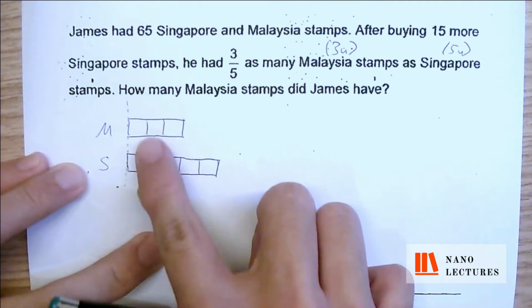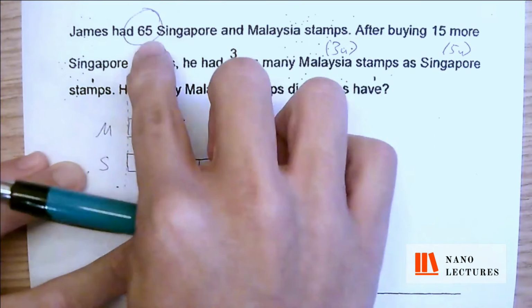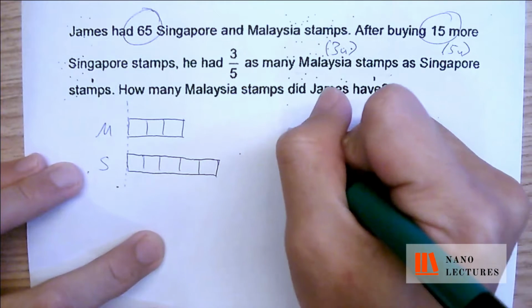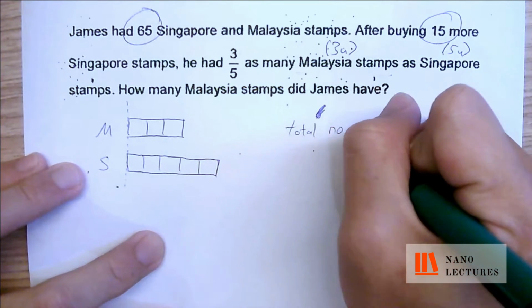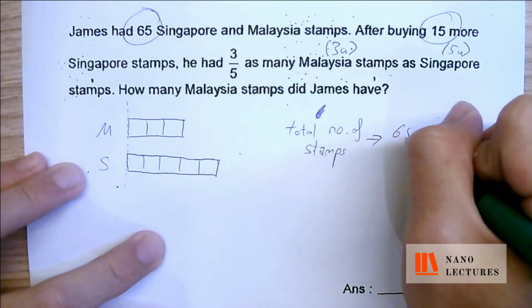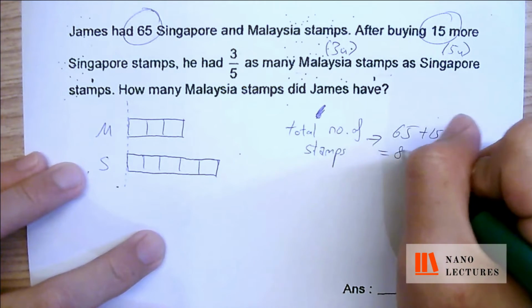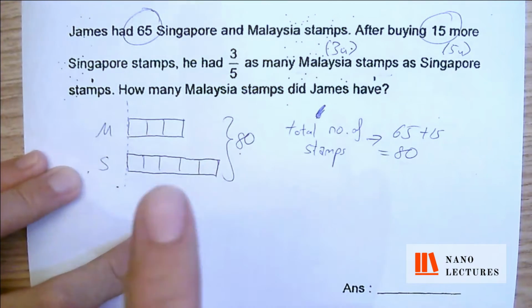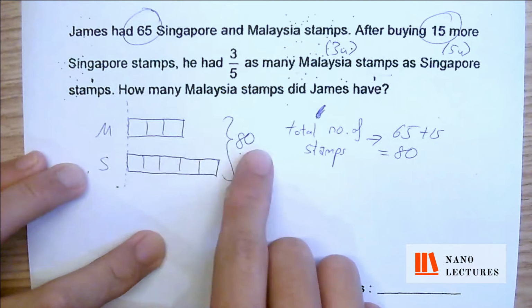Do you realize that this is the after? So after means that originally he had 65, right? He added another 15 more. So what does this mean? Total, so I'm going to write a sentence. Total number of stamps. This will be 65 plus 15, giving us 80. So this entire thing is 80. So this is after, which is why I say go and draw the after first. It will be a lot easier for you.